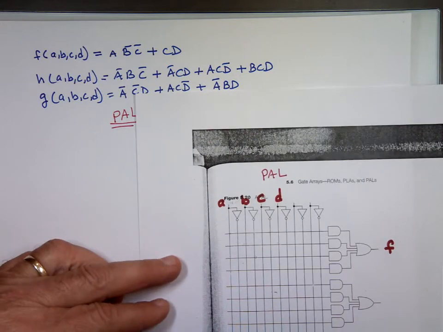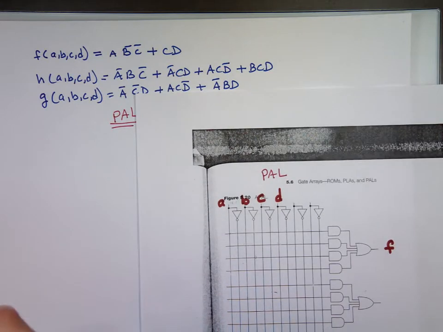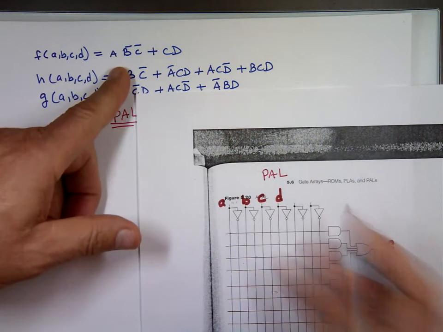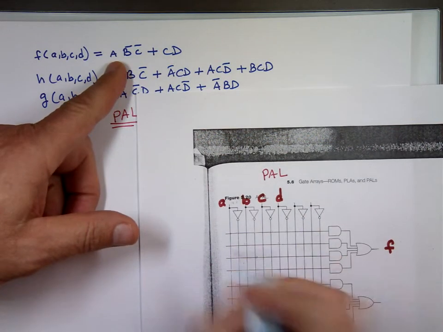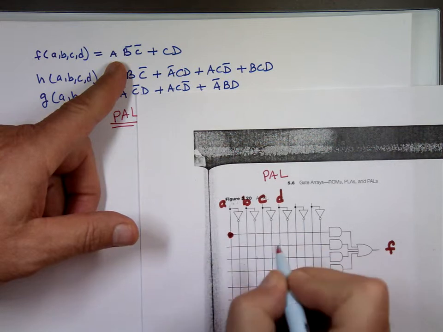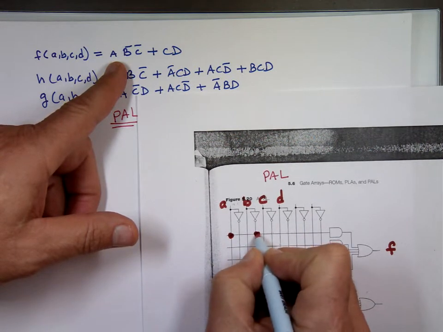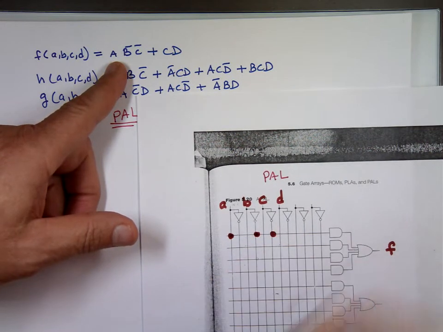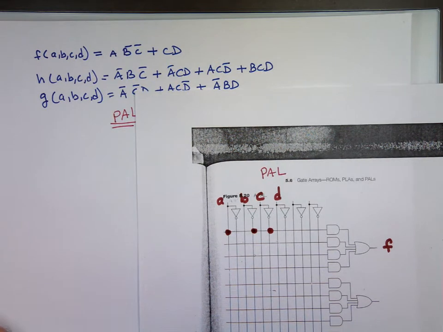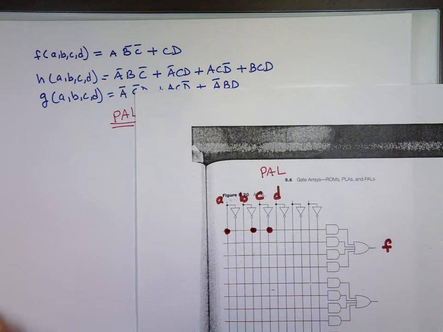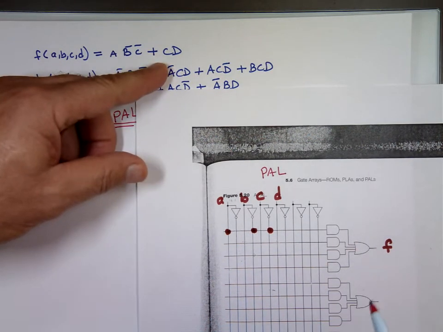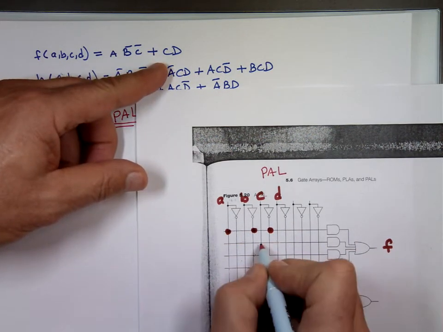F has how many AND gates? 2. 2 AND gates. So what's attached to them? A, B bar, and C bar. And the other one, C and D.